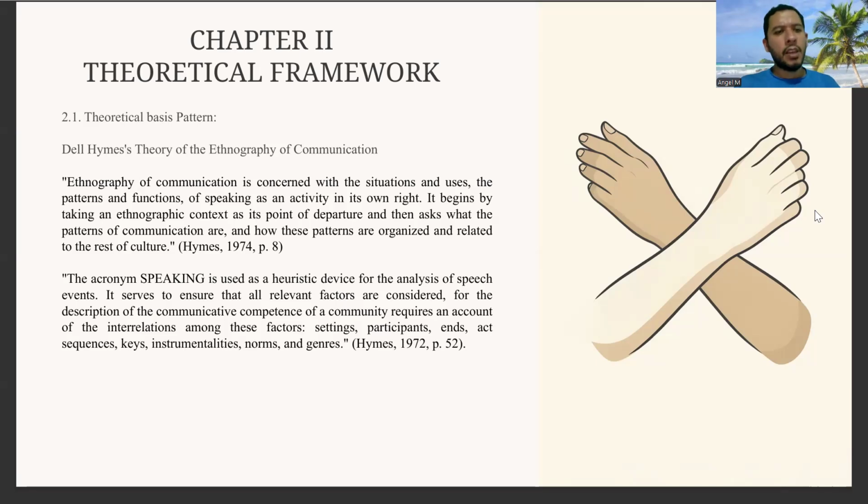Hymes. This theory uses one important acronym, SPEAKING. SPEAKING stands for setting, participants, ends, act sequence, key, instrumentalities, norms, and genres.